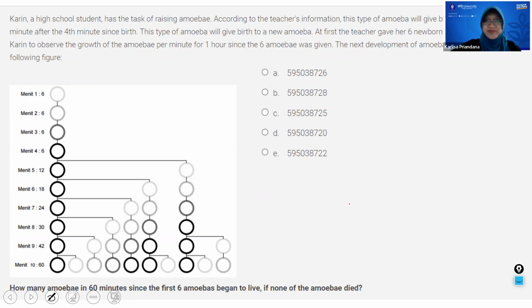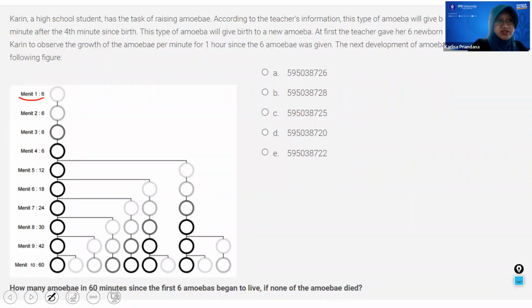This is about amoeba. So Karin, a high school student, has the task of raising amoeba. According to the teacher's information, this type of amoeba will give birth to 1 new amoeba per minute after the 4th minute since birth. And at first, the teacher gave her 6 newborn amoebas and instructed Karin to observe the growth of the amoeba per minute for 1 hour since the 6 amoebas were given. The next development of the amoeba is illustrated in the following figure. So from minute 1, Karin has 6 amoeba from her teacher.